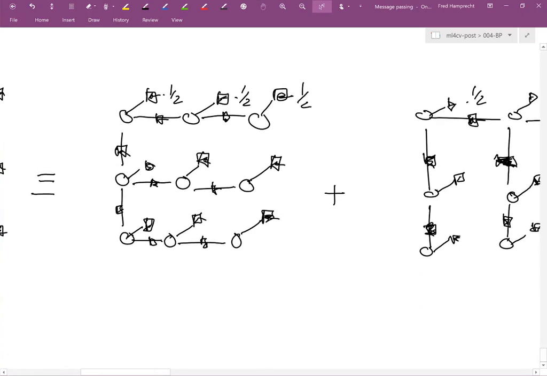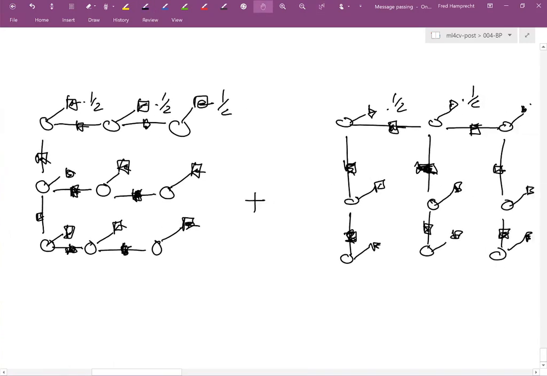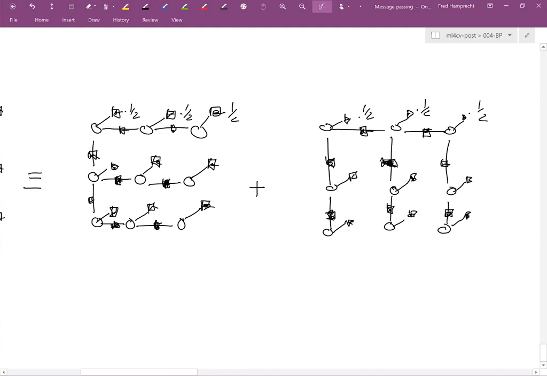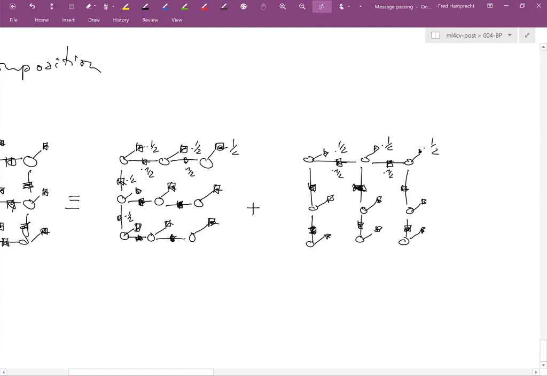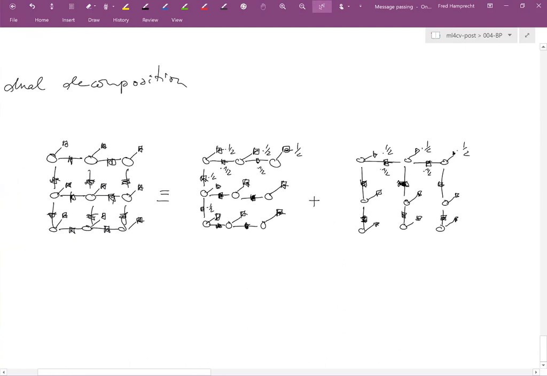These potentials here only appear on the left-hand side, so I don't need to reweight them by anything. But these potentials here on the top row, they also appear in both models, so I'm multiplying them by 1/2. And similarly, these here appear in both models, so I'm multiplying them by 1/2. Okay? And now, so I've decomposed my model into two tree-shaped models.